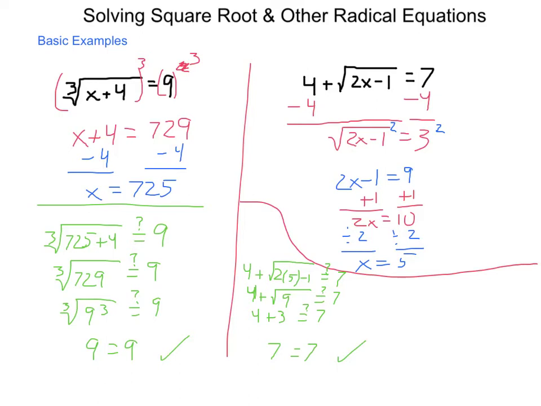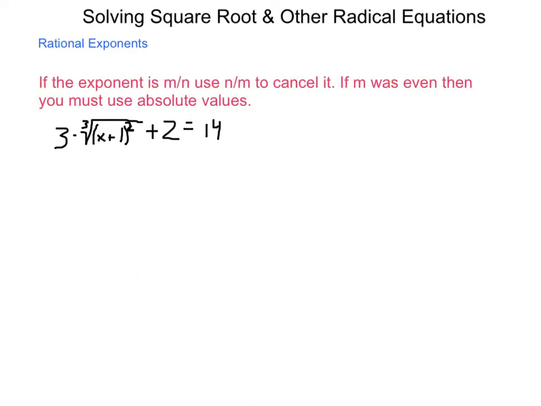Now, when we're dealing with just basic roots, square roots, cubed roots, fourth, any integer root, we can solve using this method. But what happens when we have a rational exponent? Let's take a look at that. So if I have an exponent that is m over n, I will raise it to the n over m power to cancel it out. If m was even, then you must use absolute value, keyword being must.